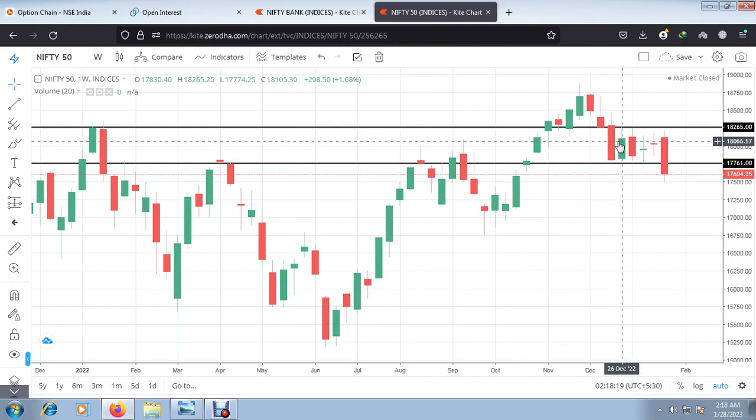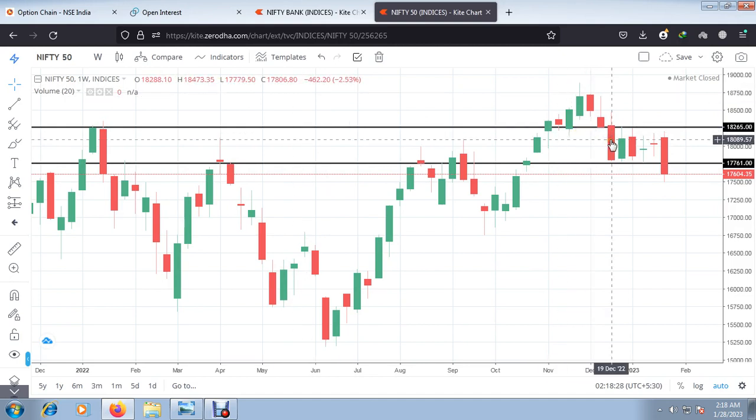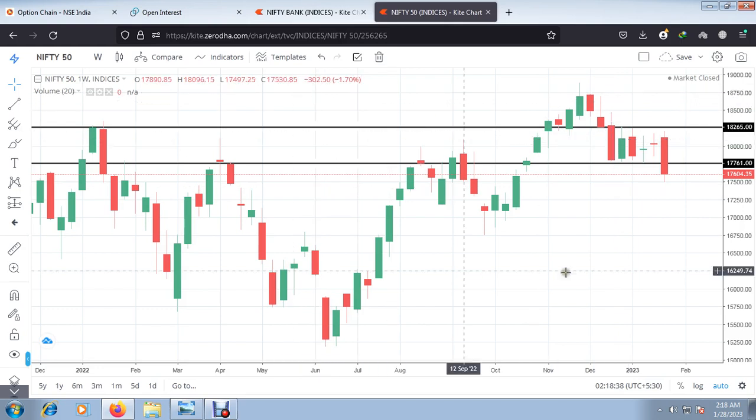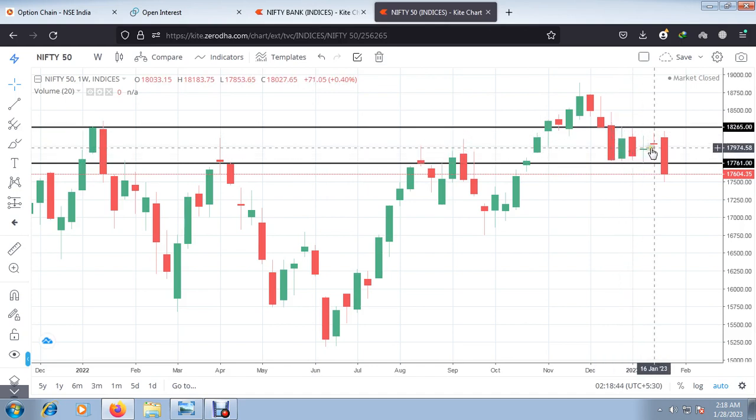So in trading, you open any chart and you just see the values showing here: open, high, low, close. Suppose this big red candle I am seeing here: open is 18,288, high is 18,473, low is 17,779, closing is 17,806. After this big red candle, see what Nifty has done.